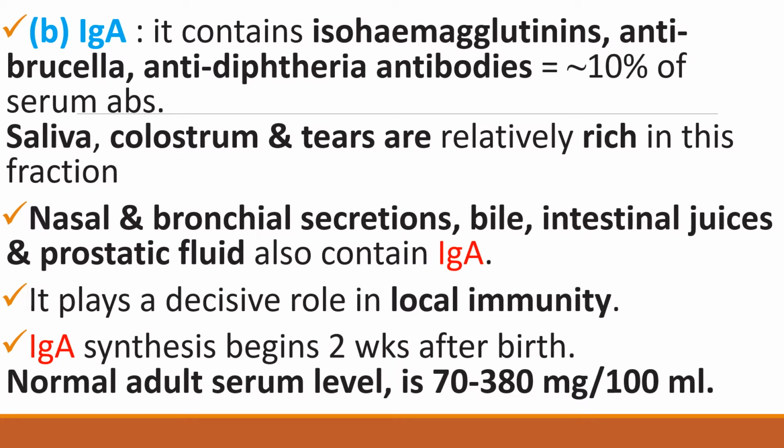IgA synthesis begins 2 weeks after birth. Normal adult serum level is 70 to 380 milligram per 100 milliliters.